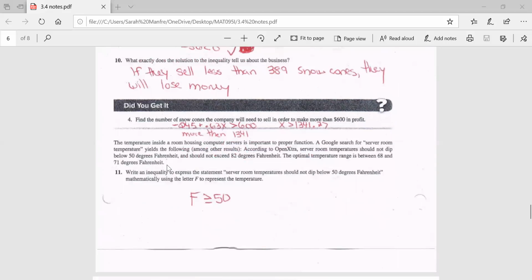All right, so let's write an inequality that expresses the server room temperature should not dip below 50. So remember I said the question, does that mean, can it be 50? Yes, it can. So that means that F, Fahrenheit, is greater than or equal to 50. There's your inequality.